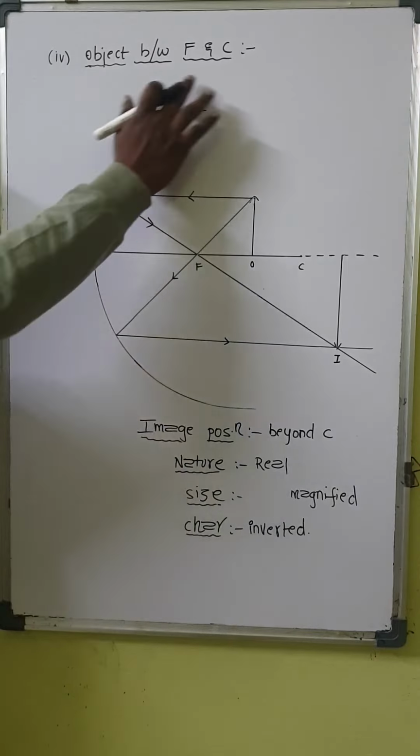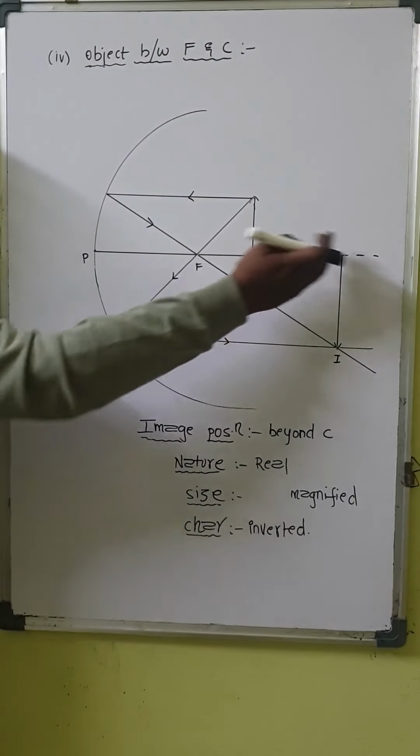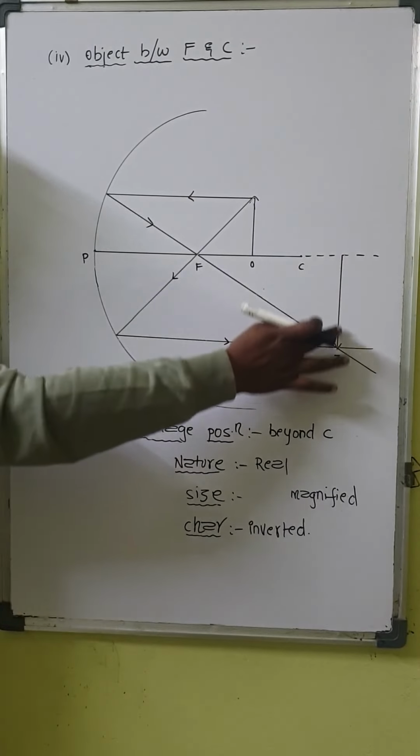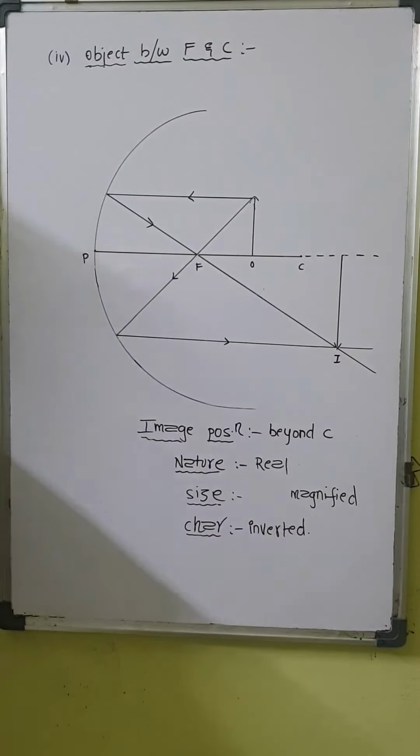So for object between F and C, image position beyond C, nature real, size magnified, characteristic below the principal axis, so inverted.